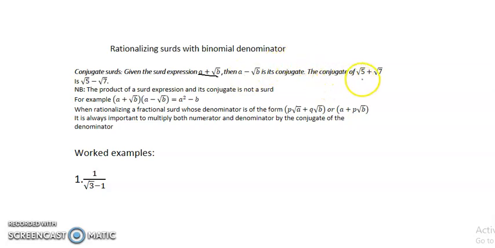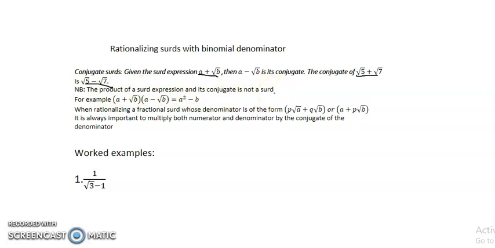So then the conjugate of root of 5 plus root of 7 is what? Root of 5 minus root of 7. How do we get this? We just change the sign separating the terms. So if it's addition, we change it to subtraction, and if it is subtraction, we change it to addition to gain its conjugate. Now the product of a surd expression and its conjugate is not a surd.